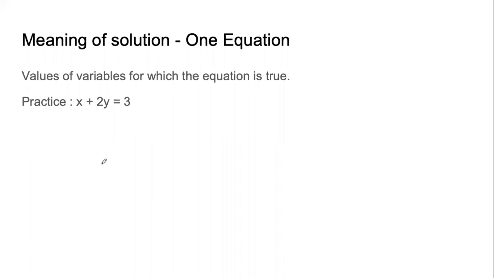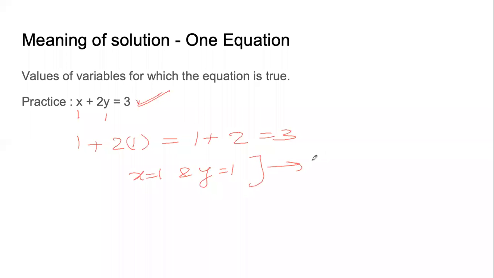For example, this is such a simple equation. You know that if we have, say, x equals 1 and y equals 1, then the LHS becomes 1 plus 2 into 1, which is 2, which is 3. That means if we take x equals 1 and y equals 1, the equation is correct. That means x equals 1 and y equals 1 is a solution.